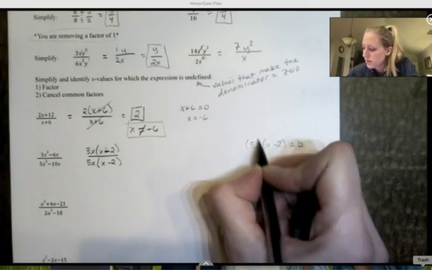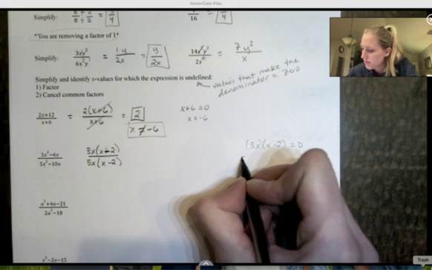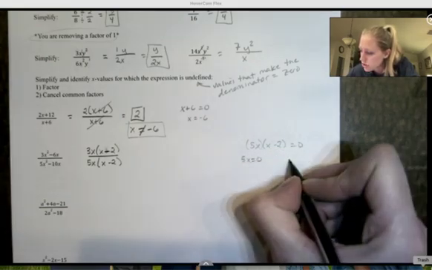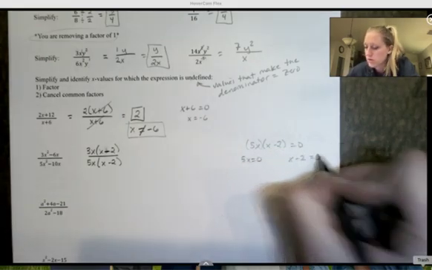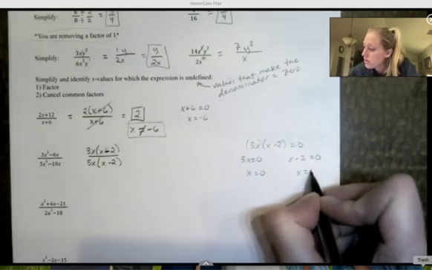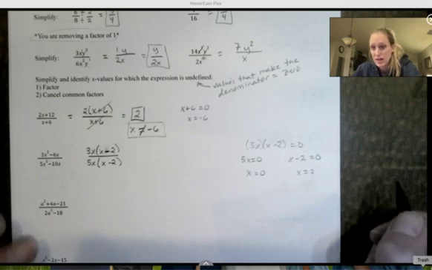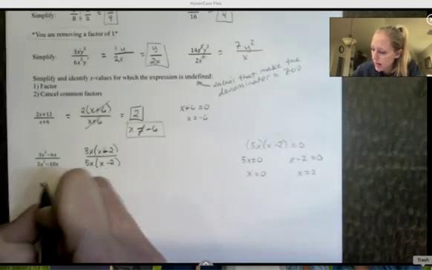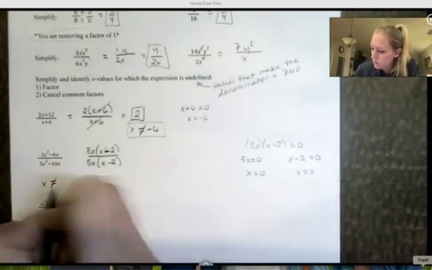So remember, this is kind of its own factor. So I can set 5x equal to 0 and solve that equation, and x minus 2 equals 0 and solve that equation. So here, x is 0 and x is 2. These are the two values that x cannot be. Okay, so I'm going to state that right now. X cannot equal 0 or 2.